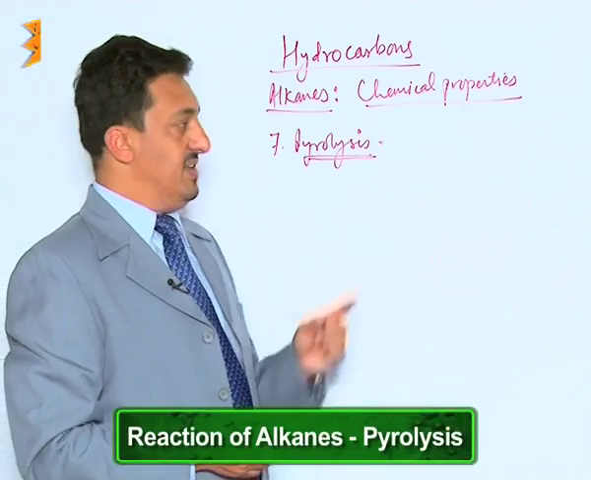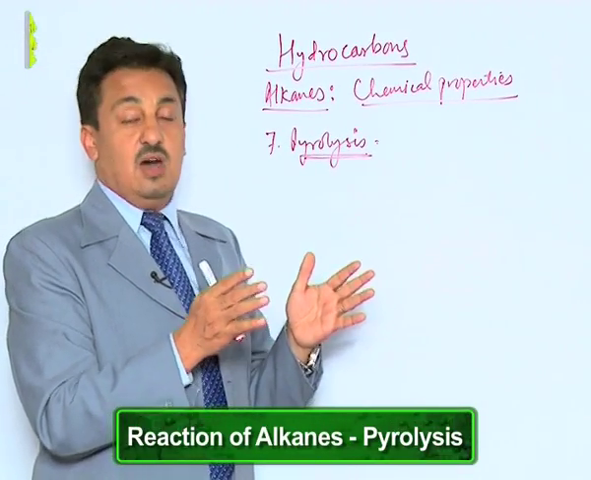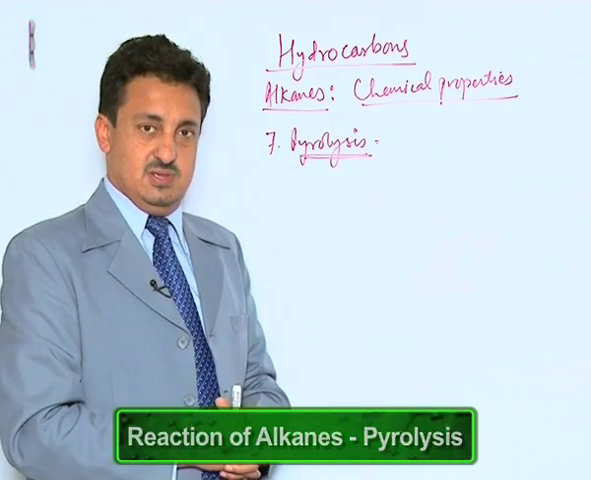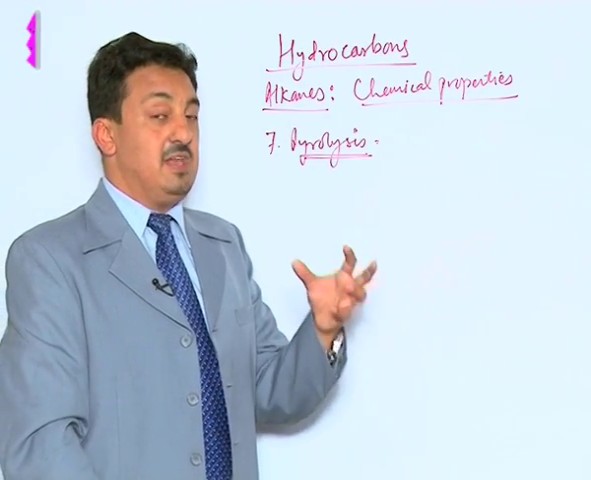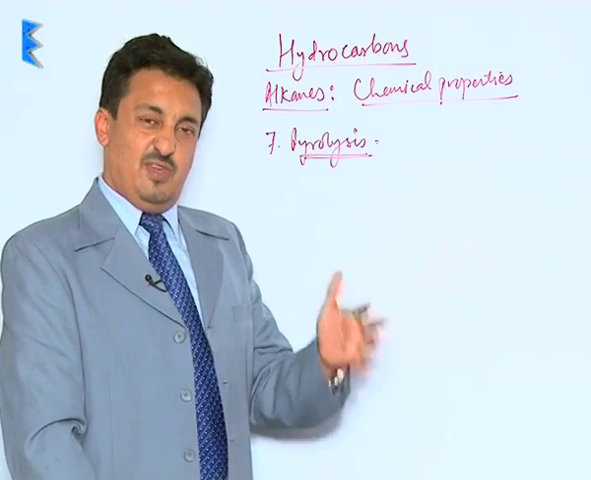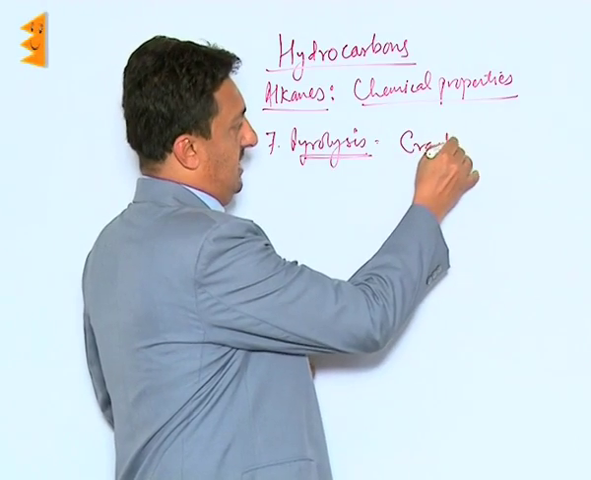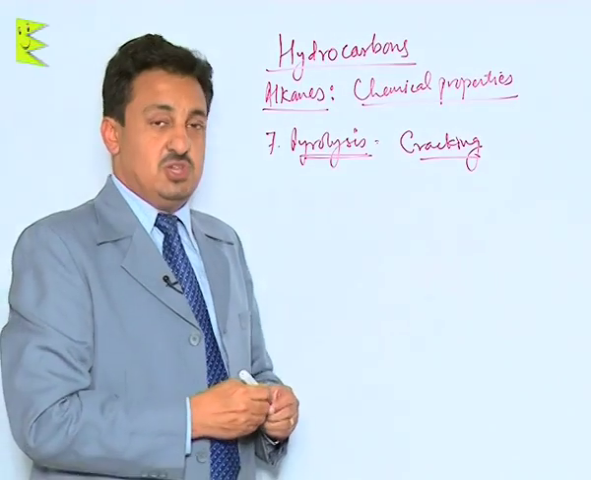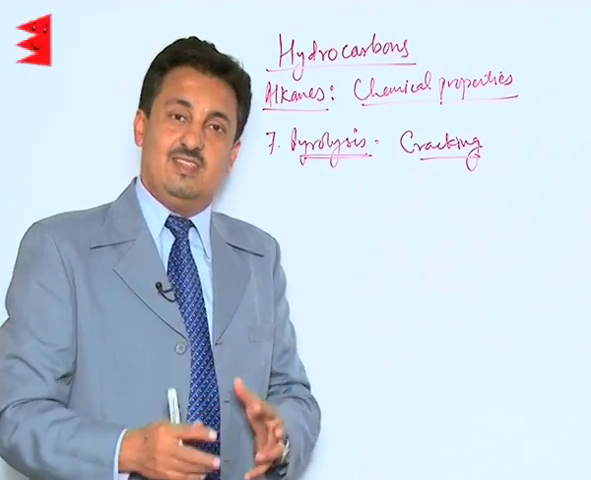The next reaction of alkanes is pyrolysis. The breaking down of higher hydrocarbons to smaller hydrocarbons is called pyrolysis. This is mainly done by heating. We decompose a higher hydrocarbon into smaller hydrocarbons, and when this is specifically done for alkanes, it's called cracking. So cracking is pyrolysis of alkanes, in which higher alkanes are decomposed to give smaller alkanes and alkenes.